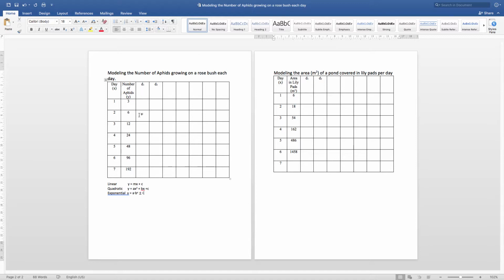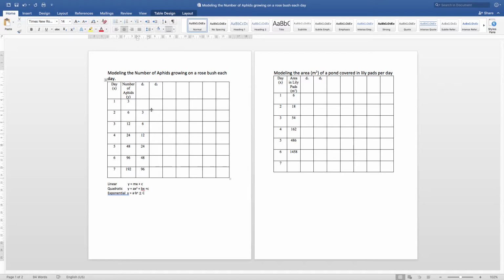Now, in any of these number sequences or patterns, the first thing to do is to figure out what the first difference is, which is simply the difference between 6 and 3, 12 and 6, 24 and 12. So this would be 3, this would be 6, this would be 12, this would be 24, this would be 48, and this would be 96. So the first difference is not constant, therefore this tells us we do not have a linear function.